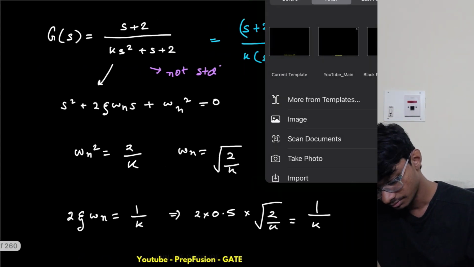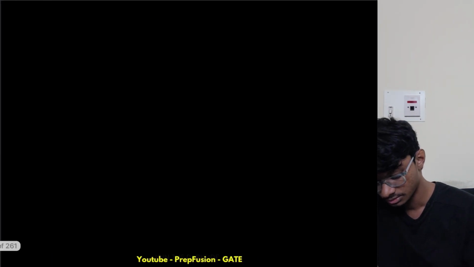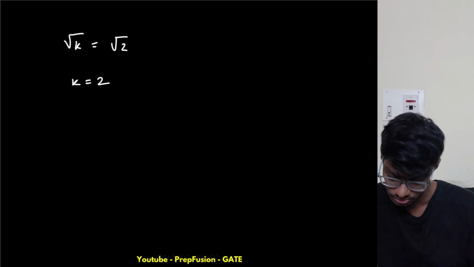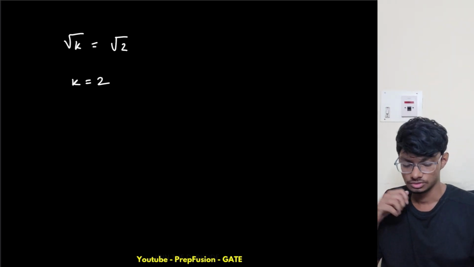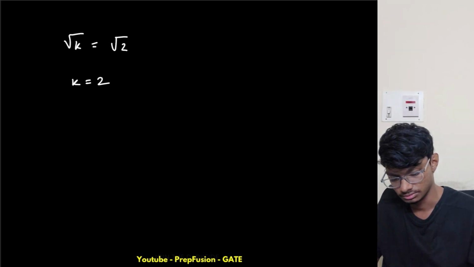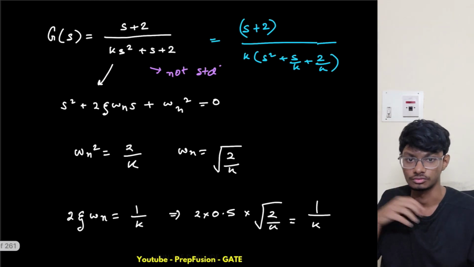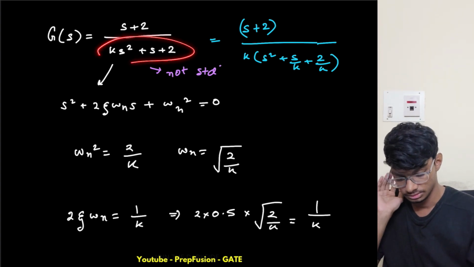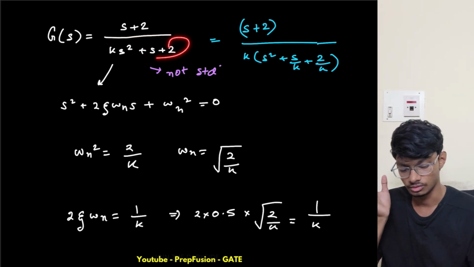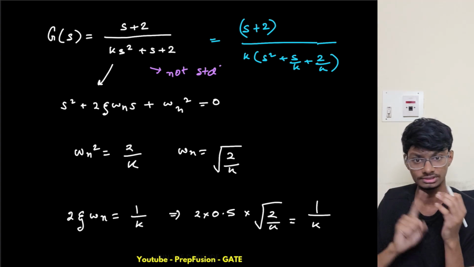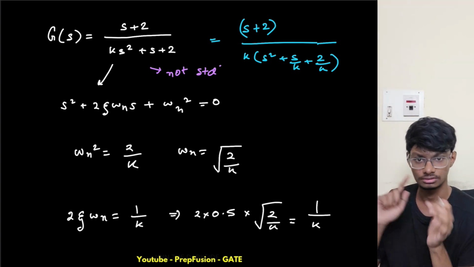So what do I get? Basically equating this, under root K equals under root 2, so K equals 2. This is my answer. So the previous approach you shouldn't do: just blindly see the constant term and write it as omega n square. That you can't do. Obviously you have to check whether this is in standard format or not. We have already done a few sums before this.